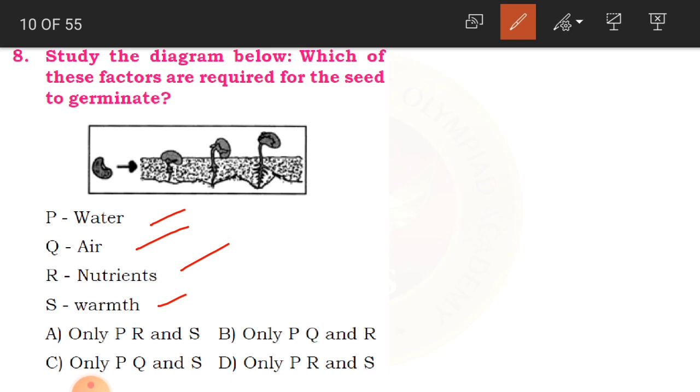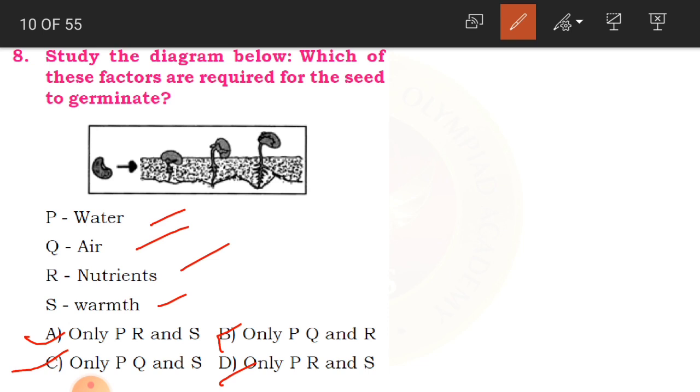So here, children, A option says only water, nutrients and warmth are necessary. B option is only water, air and nutrients are necessary. C option is only water, air and warmth are necessary. And D option is only water, nutrients and warmth are necessary.